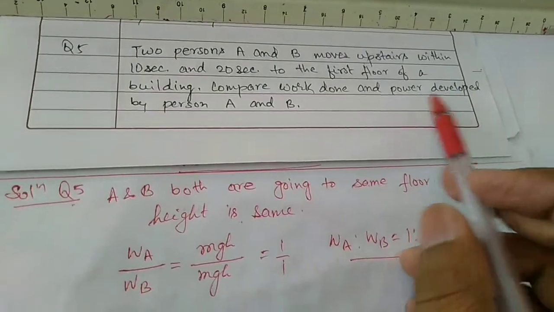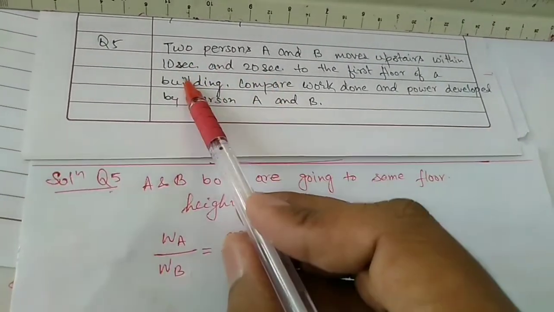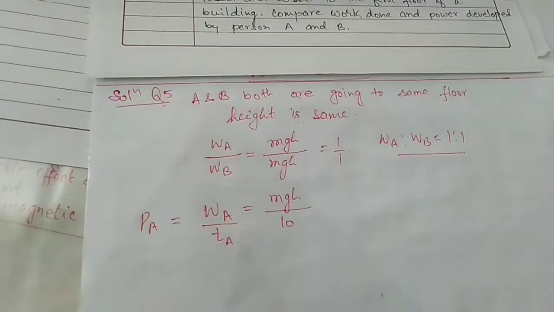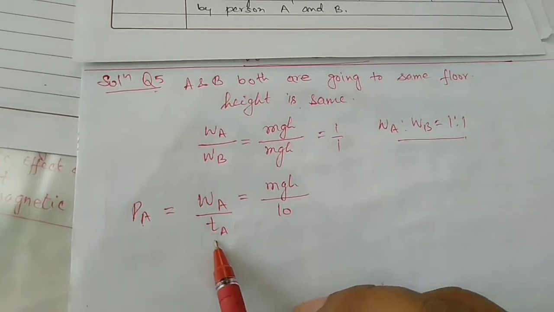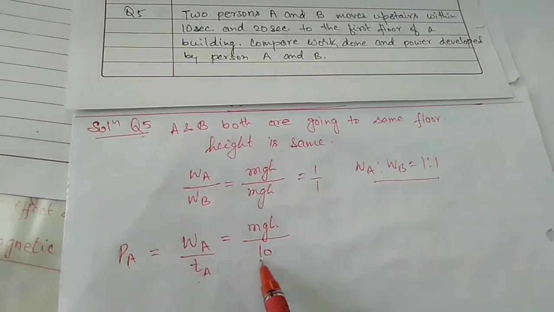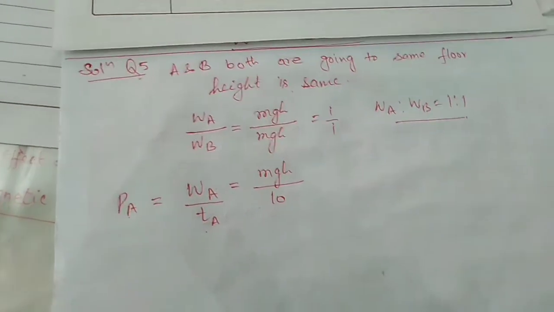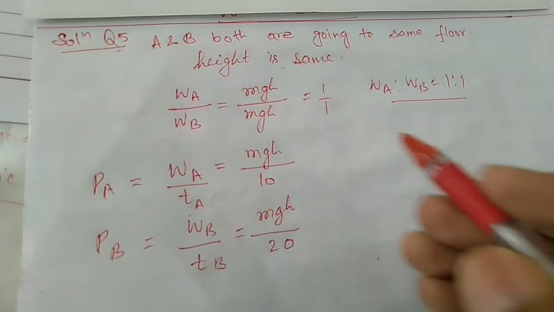Second part is calculate their power. So we can say that power is depending on time. One is coming in 10 seconds, second is coming in 20 seconds. Let's calculate. So see here, I have written power of A is equal to work done by A upon time taken by A. Work done is MGH because both of them are doing the same work, and time for A is 10 seconds. So I have written here just as equation 1. And power for B is equal to work done by B upon time for B, work done MGH, and time for B is 20 seconds. So MGH upon 20. So we have to find what?